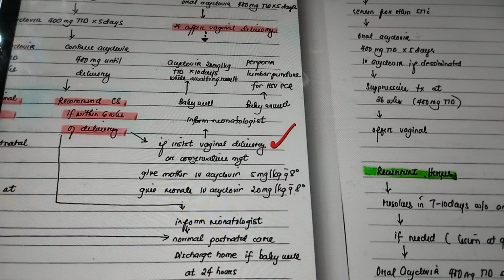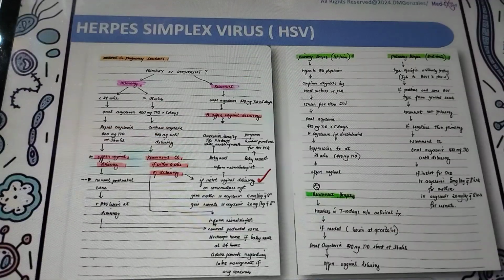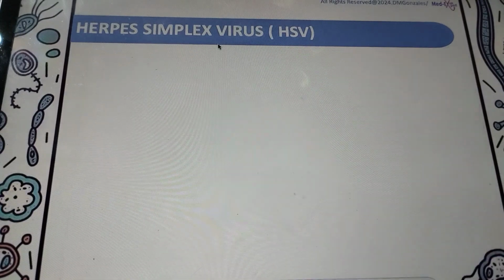Okay, so if a patient insists on vaginal delivery or conservative management, you have to give the mother acyclovir 5 milligrams per kilogram every 8 hours. And then you give the neonate upon delivery 20 milligrams, and then inform your neonatologist. Any questions regarding this? Yes, ma'am, I have a question.